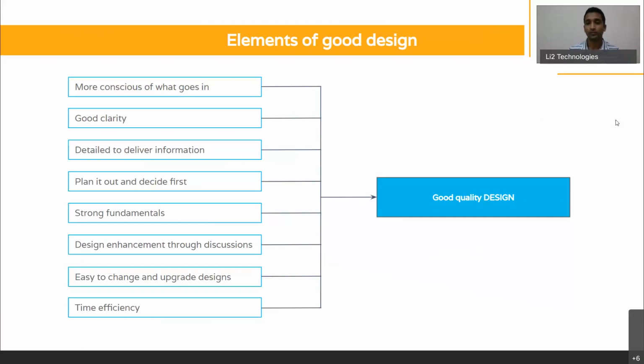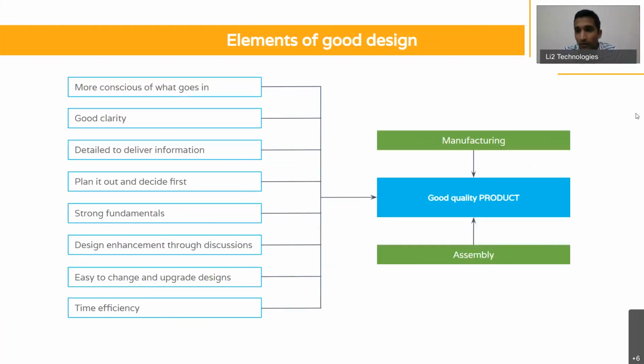So as I told you, these are the elements of good quality design. I've just put it as a table, but these are the elements of good quality design. So once we understand the design, now how do you convert that into a good quality product? So you bring in the manufacturing, you bring in the assembly, and from design it goes to a good quality product. Yes, having a good manufacturing facility, having access to a good assembly facility is important, but all these put together give us the good quality product.